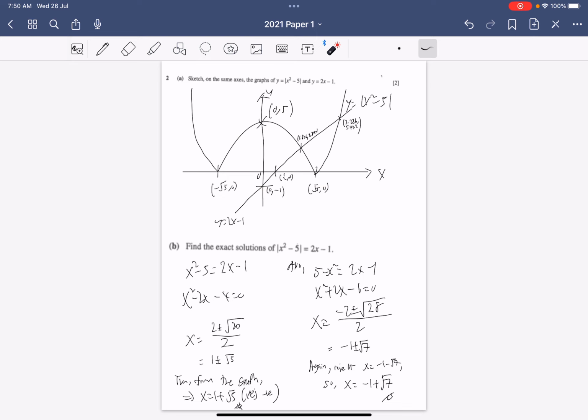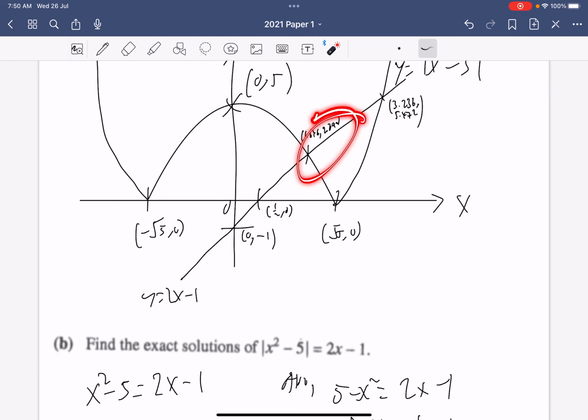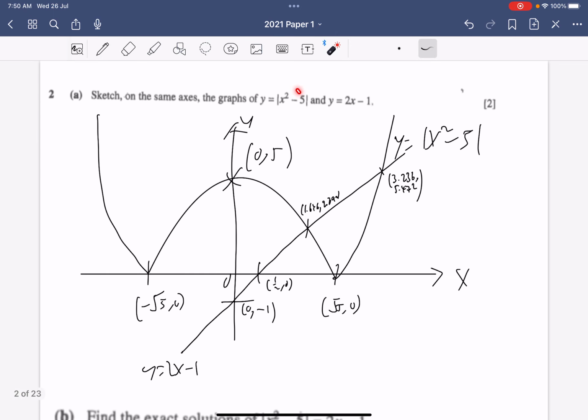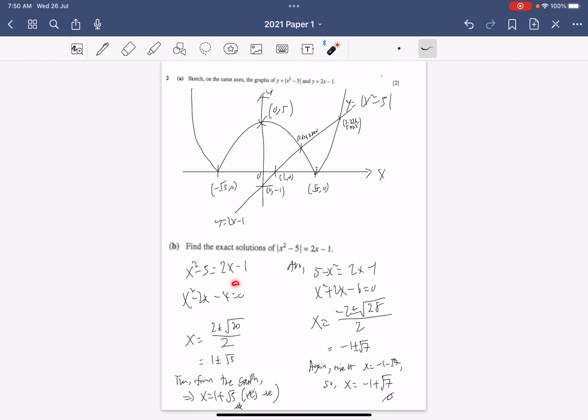easy to find. Next, we're supposed to find now the exact solution. So your GC can only give you a rough estimate. To find the exact solution, well, we can just equate these two accordingly. For this part of the graph, it is actually x squared minus 5 equals to 2x minus 1. So we just solve for it and reject the part that is less than square root 5. So we reject the negative in a sense.